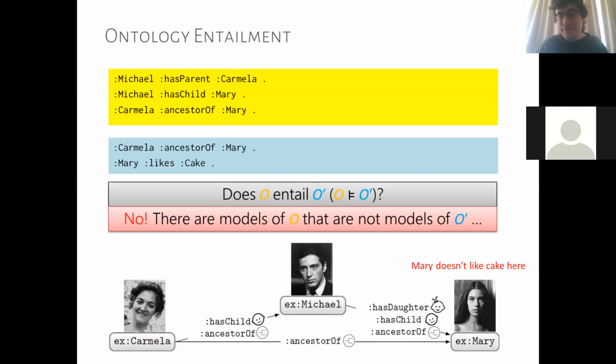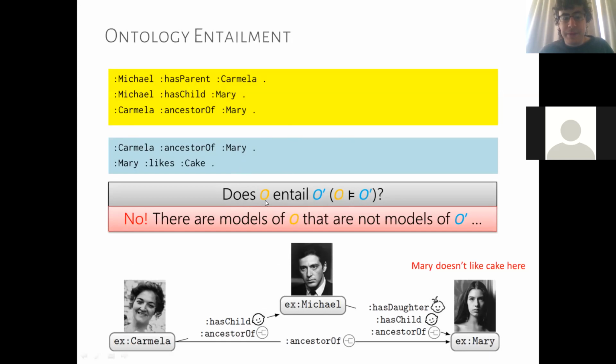I got a doubt. So Mary likes cake is a model that is in O prime, but it's not in O. So why don't we say that O does not entail O prime and not vice versa? So in this case, both hold. So neither entails the other.